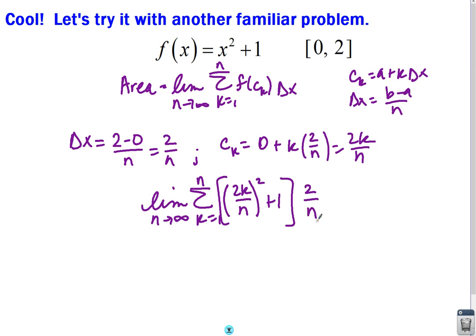If we need the color change option here, let's see. Yeah, here we go. That was blue earlier, so let's make that blue again. And then this was pink. Just that, pink. Okay, so c sub k plugged into my function, delta x plugged in on the end. So now let's clean this up.